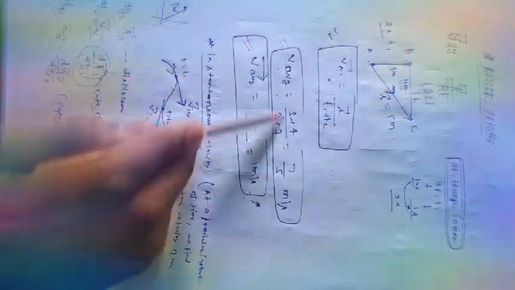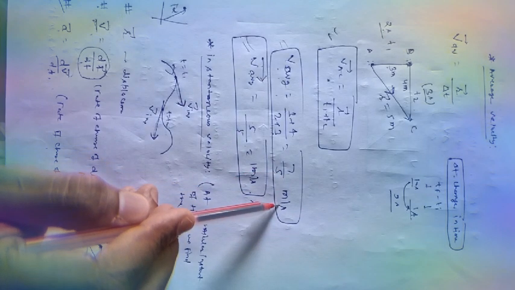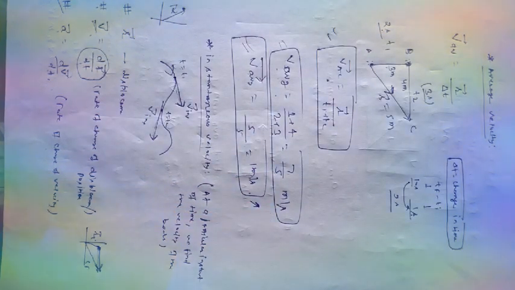3 plus 4 is 7, divided by total time 5 seconds. So 7 by 5 will be the average speed of the body. And this is all about average velocity and average speed, and what is the difference between both. And you can also see instantaneous velocity here.